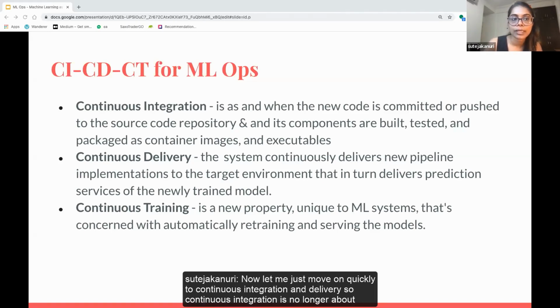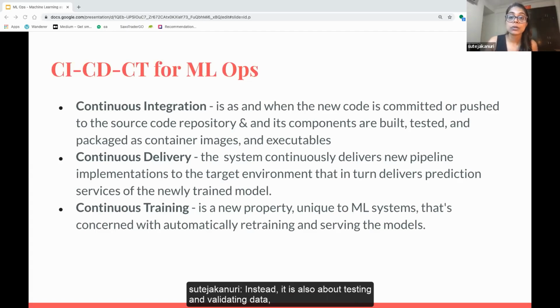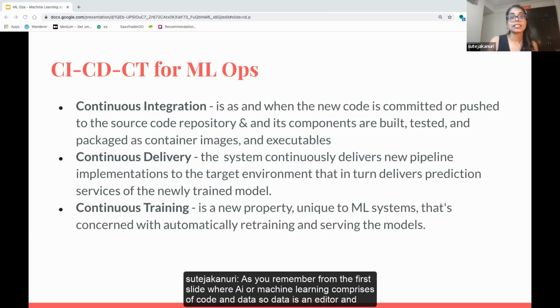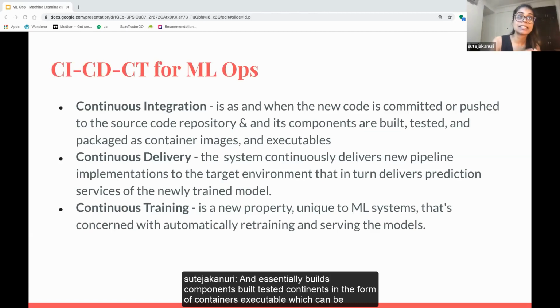Now let me just move on quickly to continuous integration and delivery. Continuous integration is no longer about testing and validating code and components for software systems. Instead, it is also about testing and validating data. As you remember from the first slide, where AI or machine learning comprises code and data, data is imperative. Hence, integration tests the data schemas and models, and essentially builds tested components in the form of containers and executables, which can be deployed further.